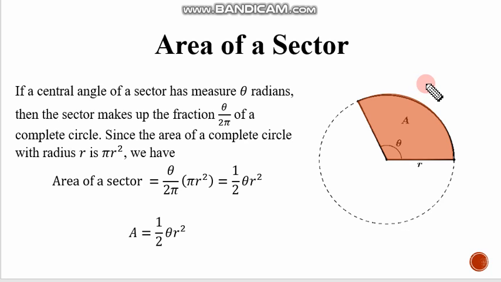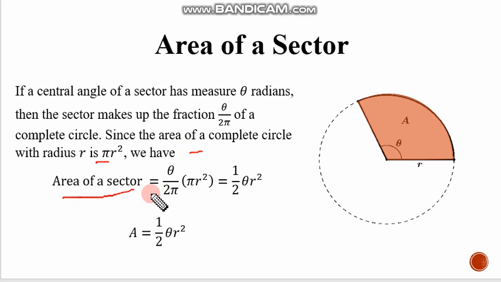Okay, the area of a sector. If a central angle of a sector has measure theta radians, then the sector makes up the fraction, again, theta over 2 pi of a complete circle. Since the area of a complete circle with radius r is pi r squared, if you remember that again from junior high school.